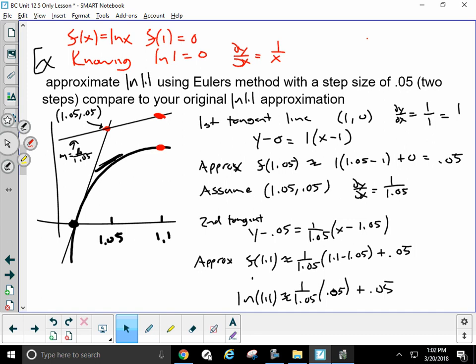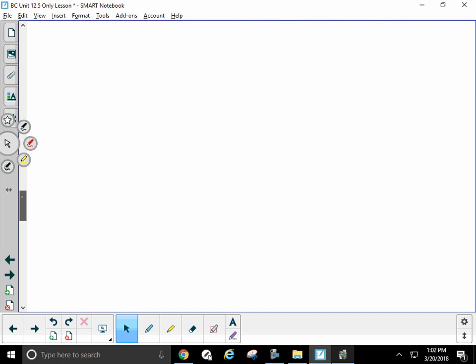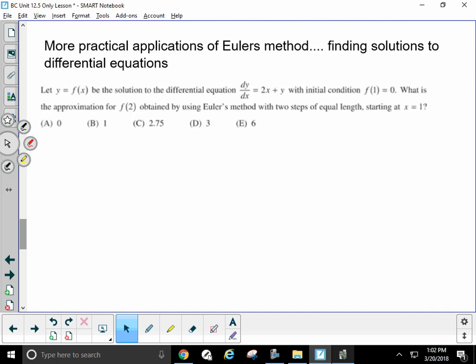Depending on the situation, typically what you are going to be asked to do on these AP style questions is approximate values of the solution to a differential equation. And this is for a differential equation that you can't solve. You can't find the y equals. But you'll be given a derivative and you'll be given an initial condition. So here we go.